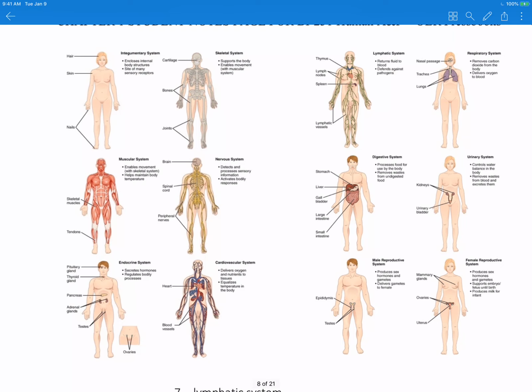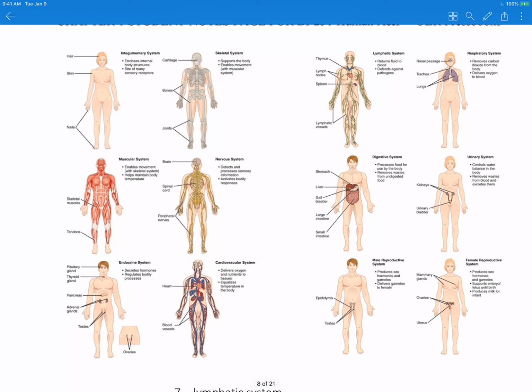And the female reproductive system produces estrogens and progesterone, which are hormones. It also produces ova, or eggs, and it supports the developing offspring, or conceptus, until birth. Also, the female reproductive system produces milk for the infant to nourish it.